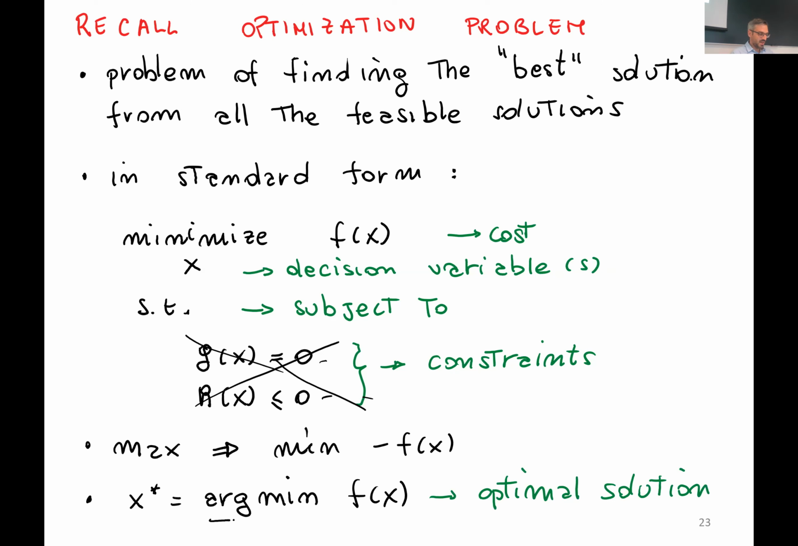And when we say argmin, it means that in this case we find the value of the decision variable that minimizes the cost, not the minimum value of the cost. So the optimal solution that minimizes f of x.